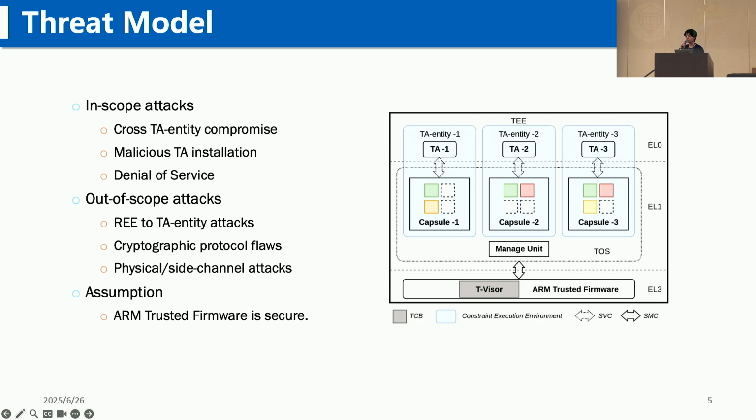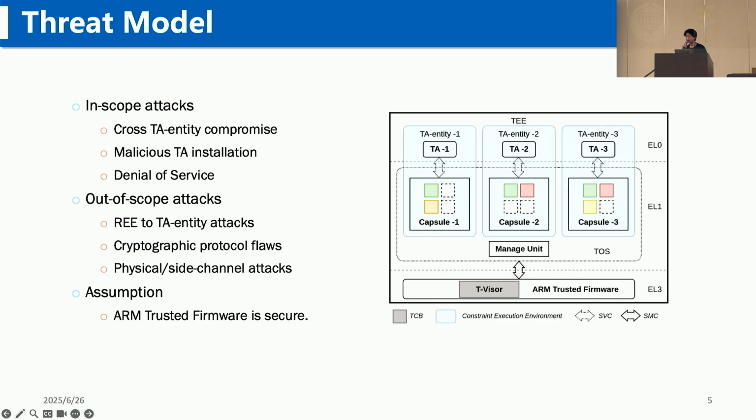In Chameleon, we focus on mitigating the attacks that exploit the internal integration within the TE. We look at three main threats: cross-TA entity compromise, malicious TA installation, and denial of service attacks. This often happens because TAs overuse the TOS services or share kernel resources.